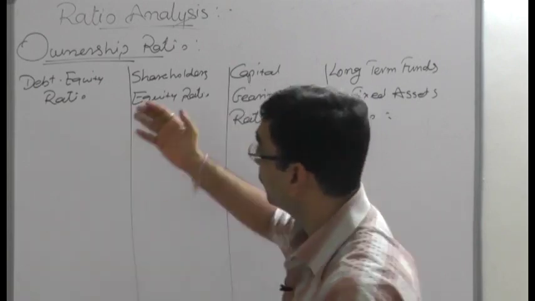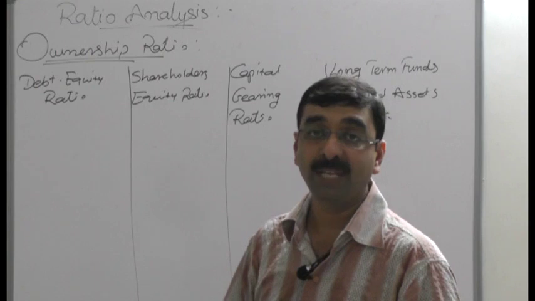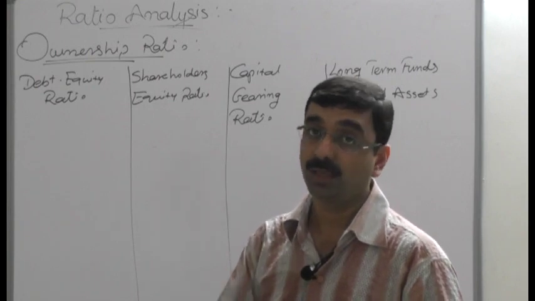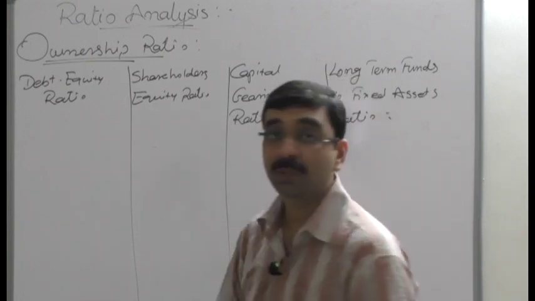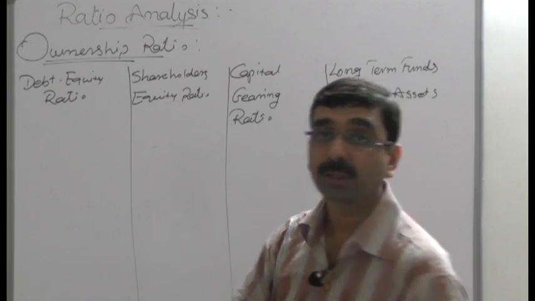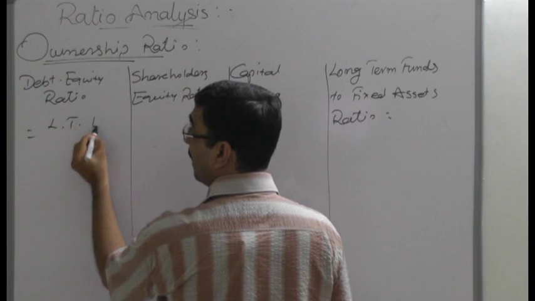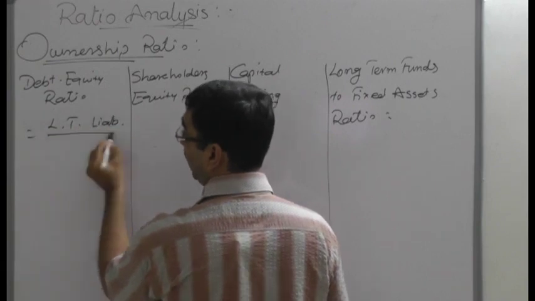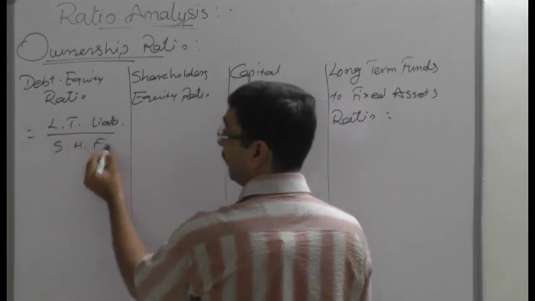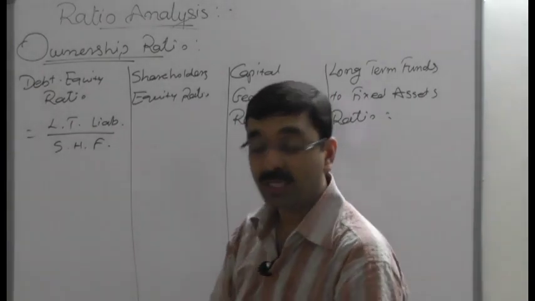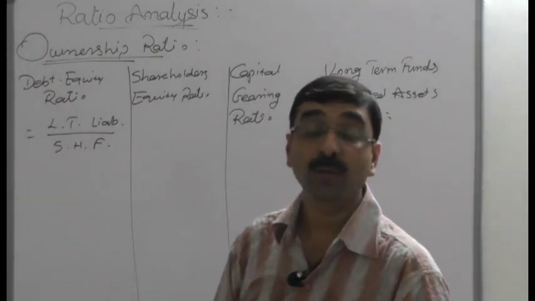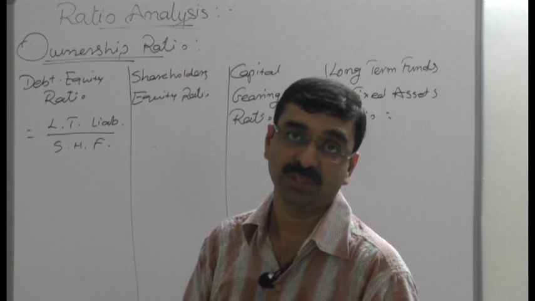Here let's start with the debt equity ratio, which is a very important ratio in ownership ratio. Debt equity ratio is a comparison of long-term funds with the shareholders funds, long-term liabilities divided by shareholders fund. Debt equity is actually determined to find out the long-term solvency position.